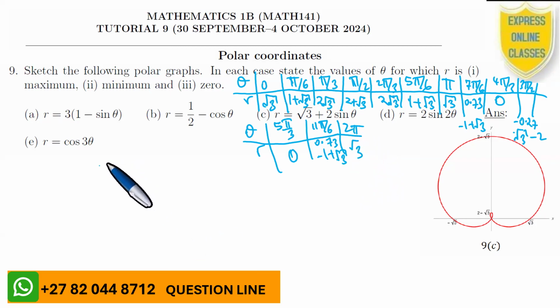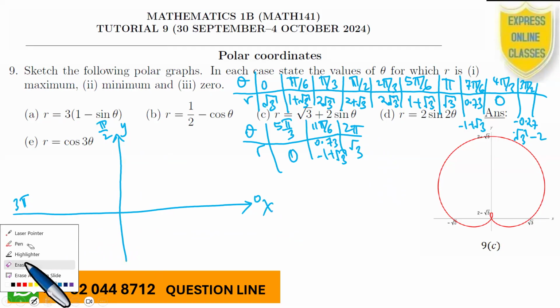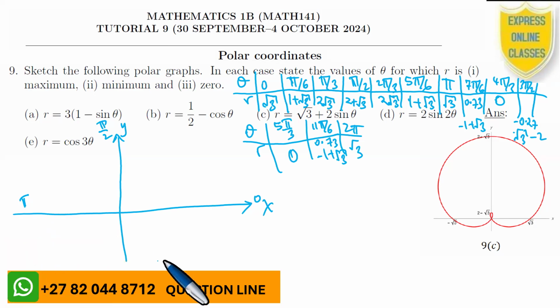Let us discuss the sketching process. Y, x, 0, pi over 2 radians, pi, 3 pi over 2 radians, and then 2 pi radians. Okay. So now let us take a look at these and make sense of this.